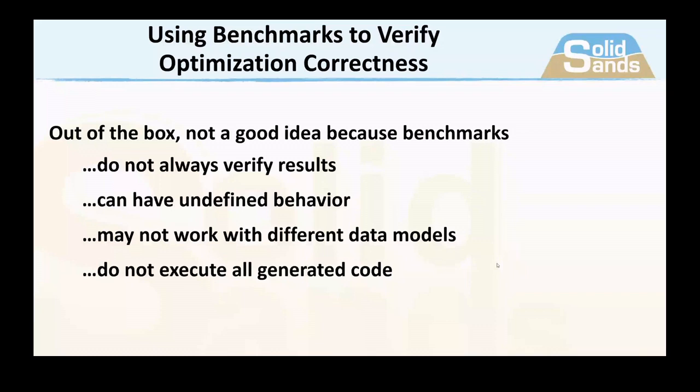Well, out of the box, benchmarks are not a good idea to look into compiler optimization testing, because they often only care about performance. So they test how good the compiler is at making a program faster, for example, but often they do not verify whether the result of the program is still correct. Also, benchmarks can have undefined behavior, especially for different data models. So if you have a smaller integer size, for example, you might run into integer overflow inside the benchmark. And finally, benchmarks do not execute all of the generated code. And that is what I will demonstrate now.